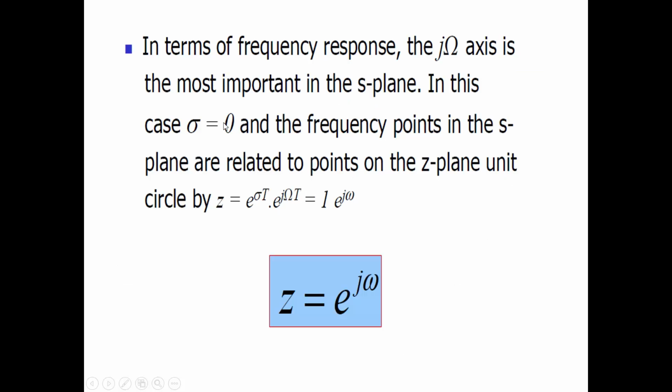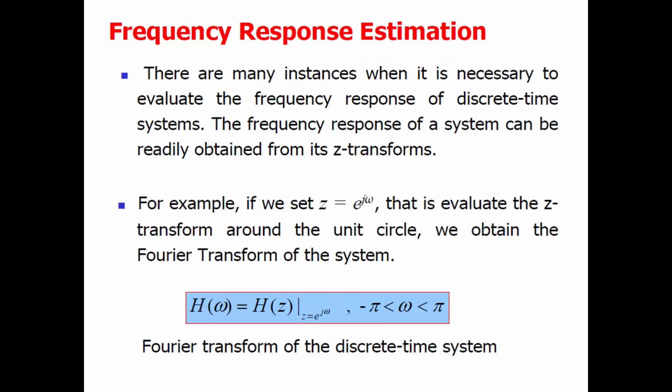Now, as I was saying, if you put sigma equal to 0, in that case the magnitude part will become 1 and z will be equal to e to the power j omega. This will actually map the frequency points in the S plane to the Z plane. This is how the frequency points in the S plane are related to the points on the Z plane unit circle. All right.